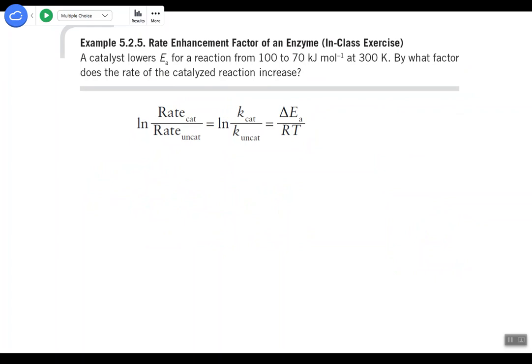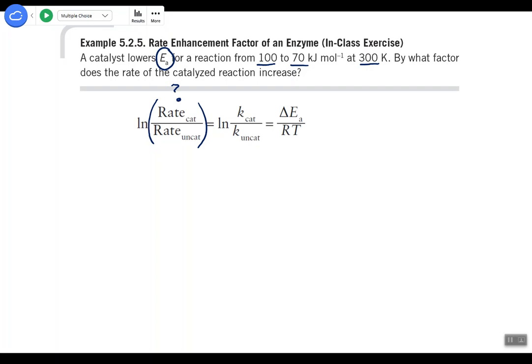Here we have a catalyst, and it lowers the activation energy, as we know it already does, down to 70 kilojoules per mole from 100 at a particular temperature. By what factor does the rate of the catalyzed reaction increase? We have another one of those ratio problems. We don't know what one of the rates, or even both of the rates are, but we simply want to know the comparison. How many times faster will it be? So it's this ratio that we want to solve for.